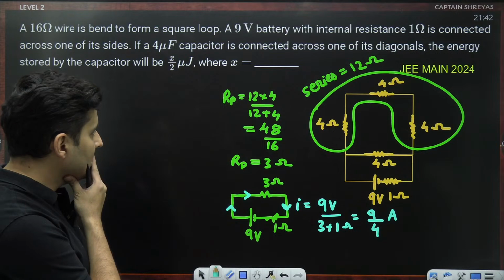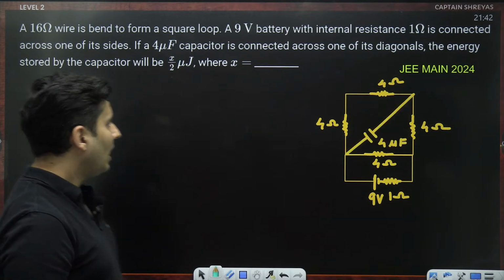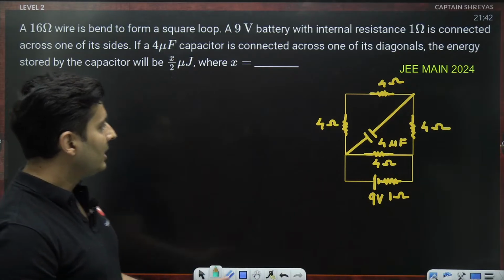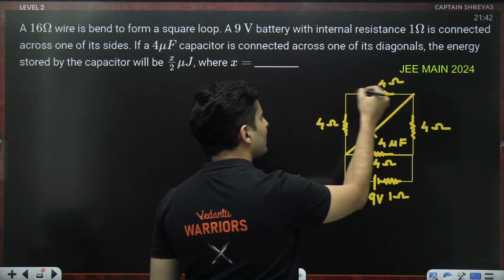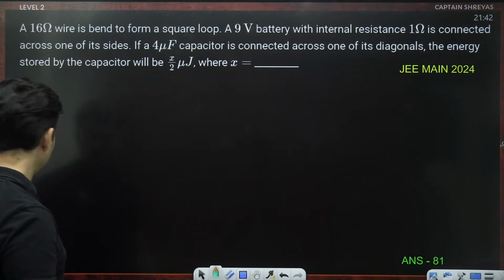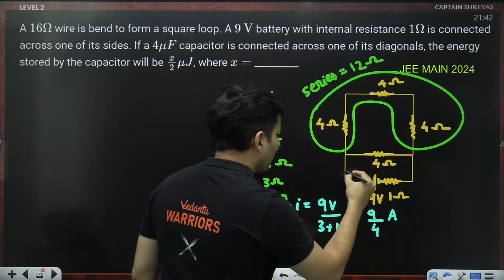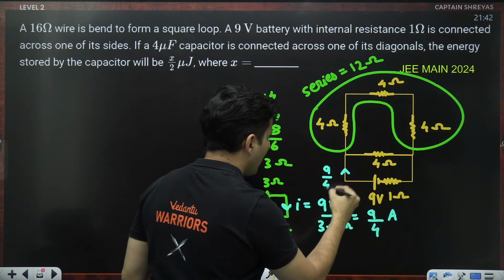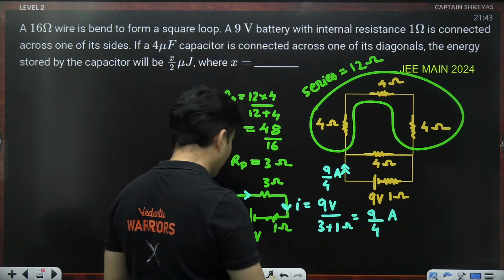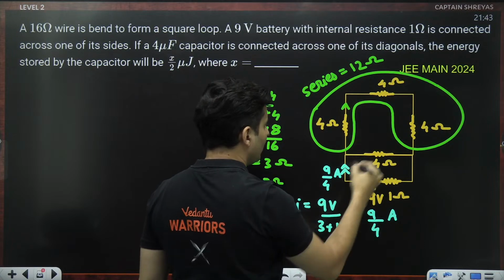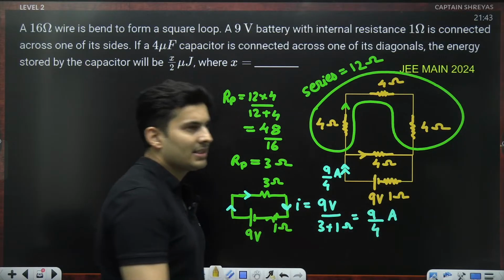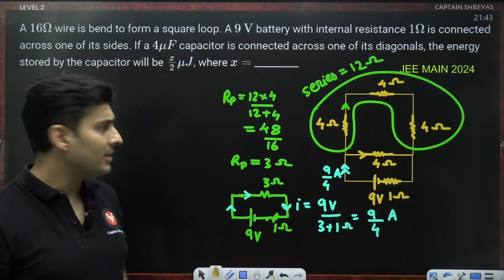Once I find the current, I need to think back. I have to find the voltage between these 2 points. That means somehow I need to know how much current goes through this branch. So I'll go back over here. If this 9 by 4 amperes goes here, this will get distributed somewhat here and somewhat here. Some current will go here and the remaining current will only go over here. Remember, the currents get divided in the inverse ratio of the resistances.